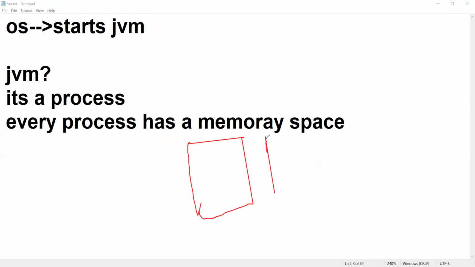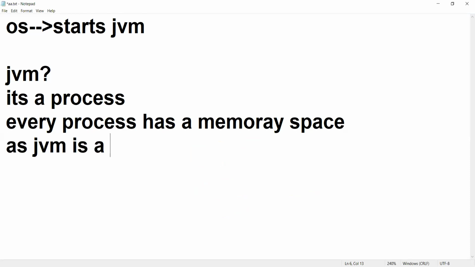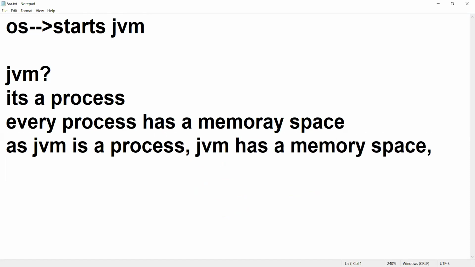This is the basic concept of computer science, nothing more than this. You can divide memory like heap memory, stack memory, static memory, right? So as the JVM is a process, the JVM has a memory space, right? Let me type: JVM is a process. JVM has a memory space.